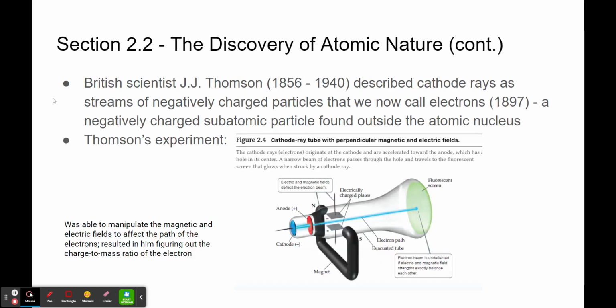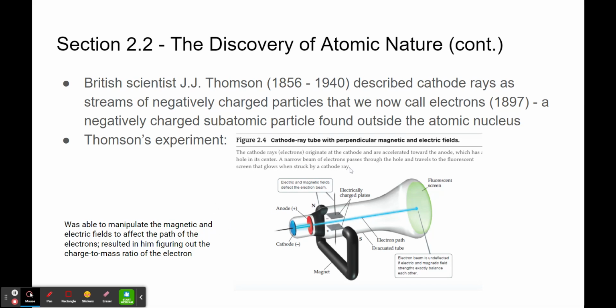And then British scientist J.J. Thomson, who lived from 1856 to 1940, described cathode rays as streams of negatively charged particles that we now call electrons, in 1897. An electron is a negatively charged subatomic particle found outside the atomic nucleus.